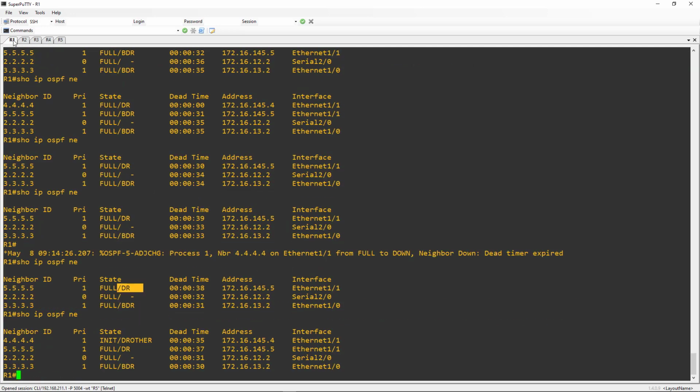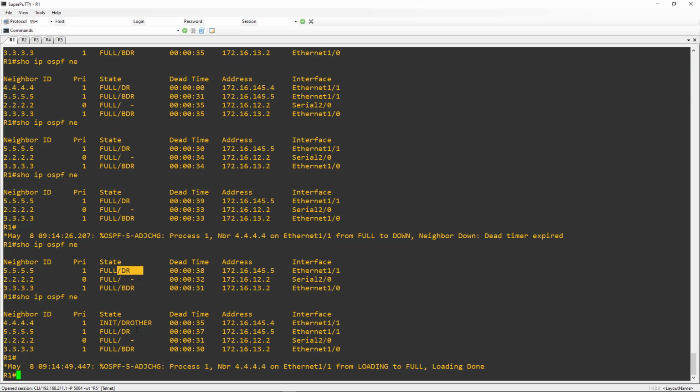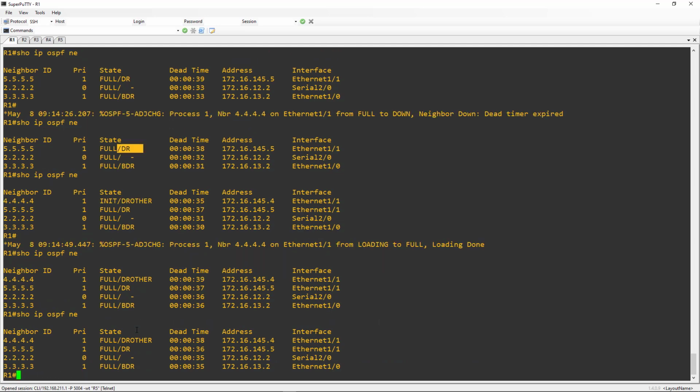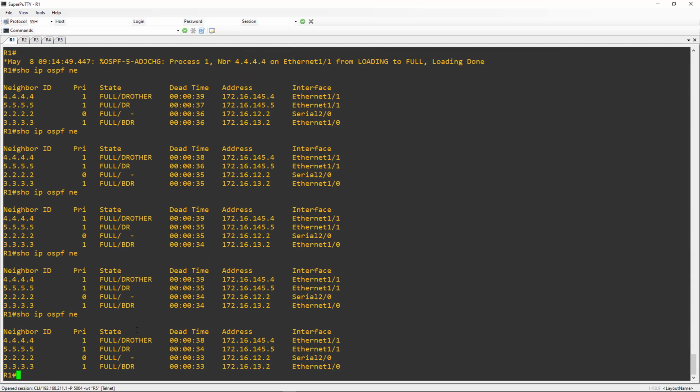Now, like I said, we can use the priority to influence the election process. The priority is actually the first value that's looked at. The router with the highest priority is typically elected as the DR. The second highest priority, the BDR, and so on. And if there's a tie, we're going to use the router ID as the tiebreaker, because there should never be a duplicate router ID, obviously. All right, and the highest router ID wins in that case as well.